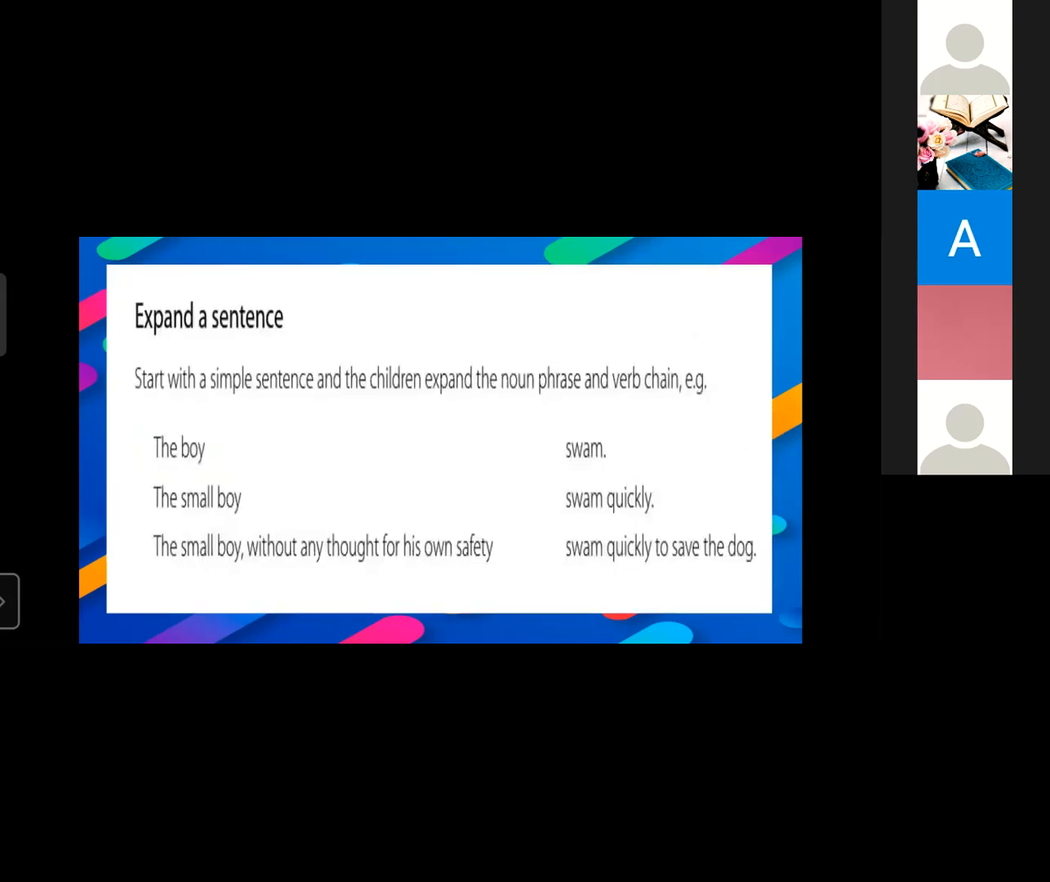Expand a sentence. Do you remember when we were young, we used to play, someone says a word and the other completes it? For example, let's apply together. I'll start with a pronoun and try to complete me. Yesterday, I went. Yes, complete. Went. To the zoo.